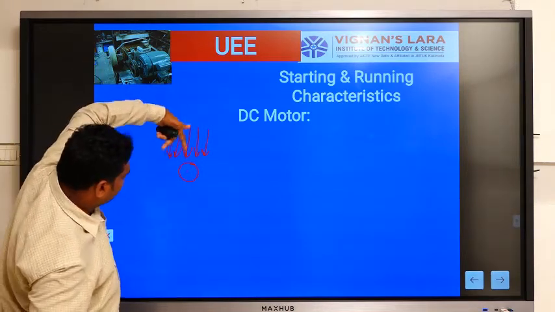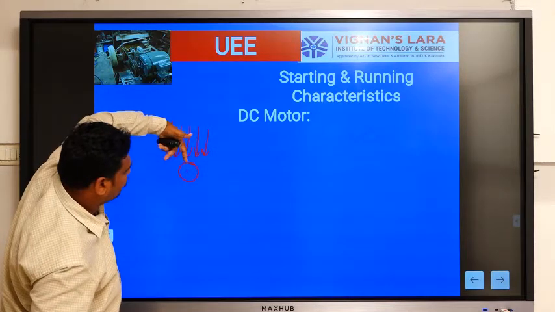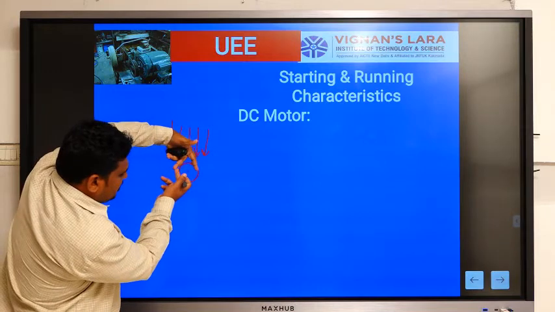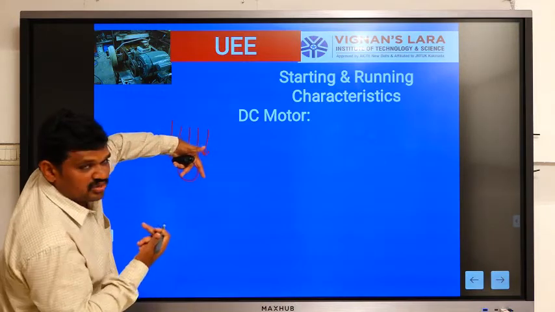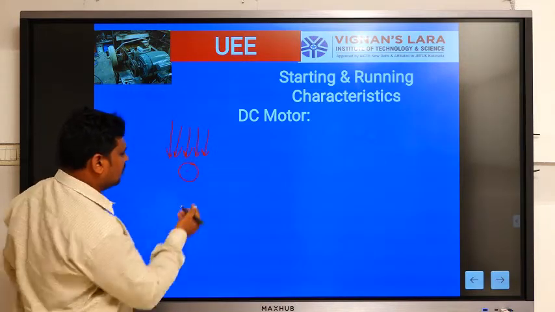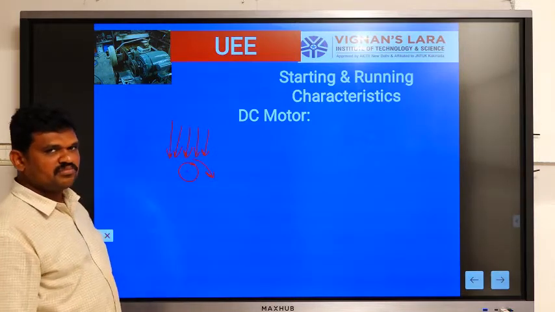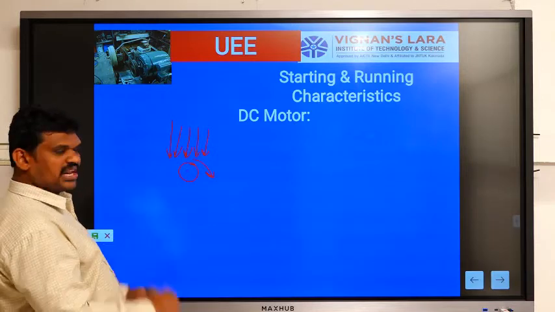I place the forefinger in the magnetic flux direction, the middle finger toward the observer, and the thumb is in the clockwise direction. Now the conductor will move like this. So this is the motor action.